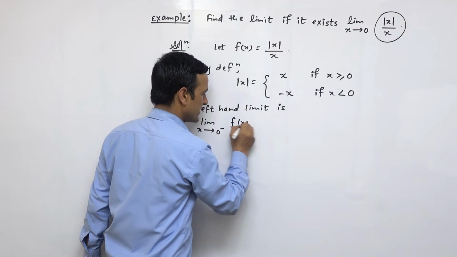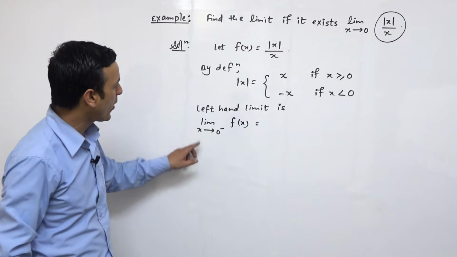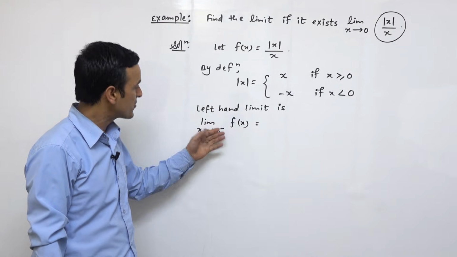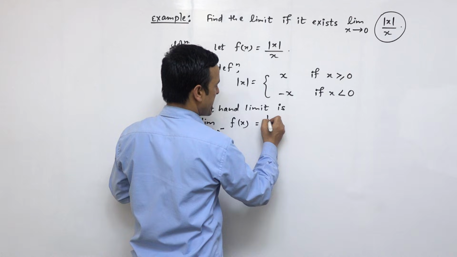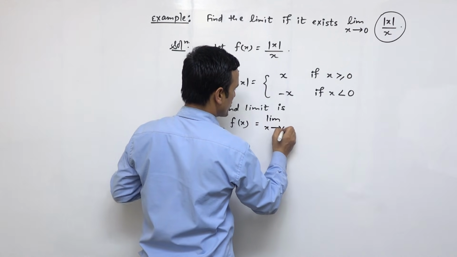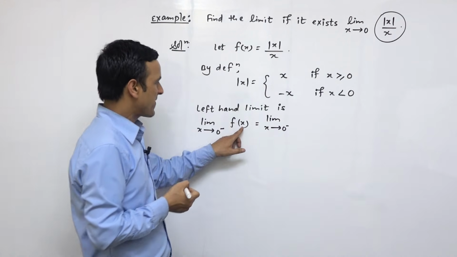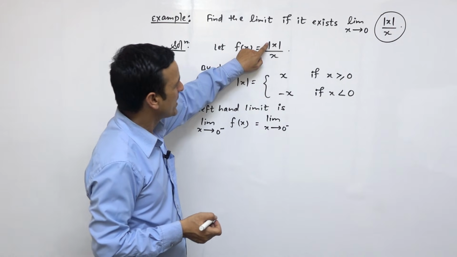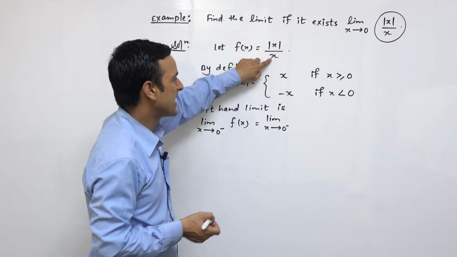So the limit of this function when x tends to 0 from the left side. Write down limit x tends to 0 minus f(x), which will be modulus x upon x.